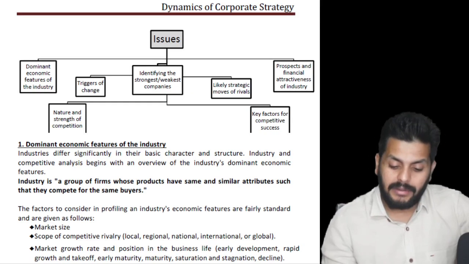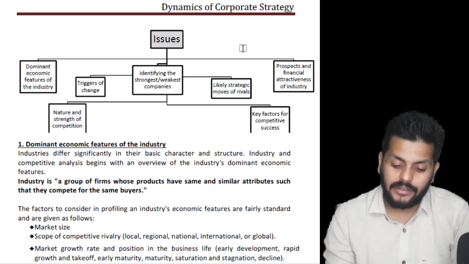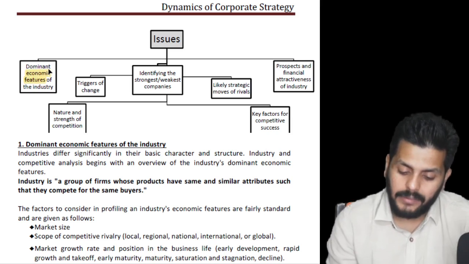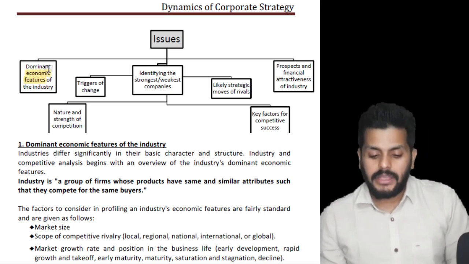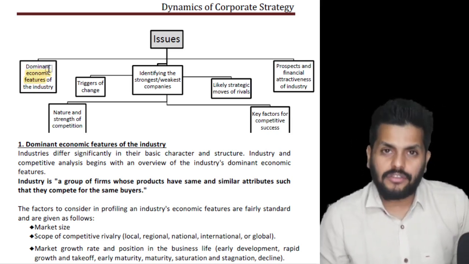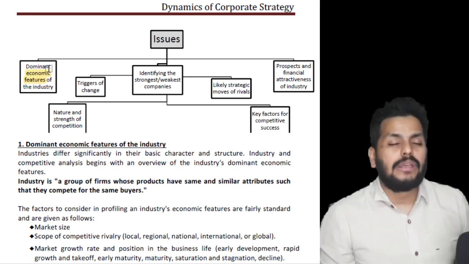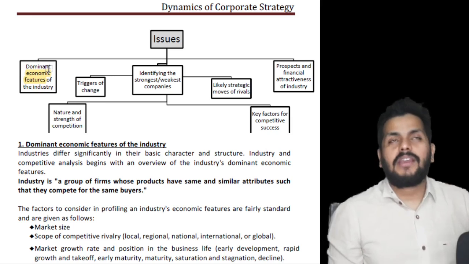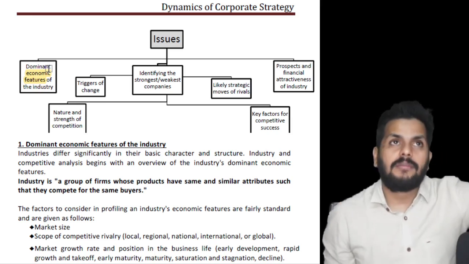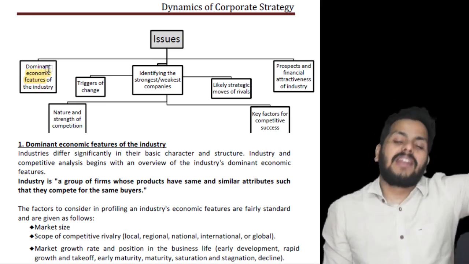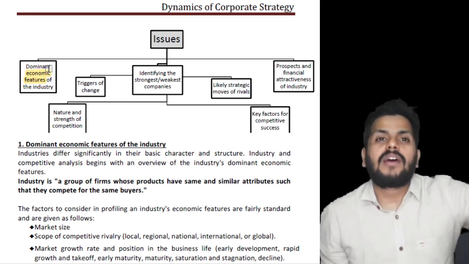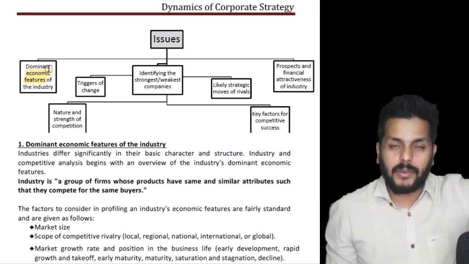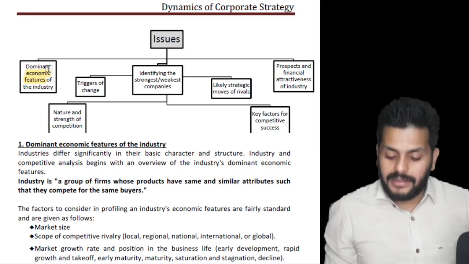Check out what is given below. As I told you, 7 factors. What are the dominant economic features? If you simply say economic features of the industry or economic factors in an industry, that's a never-ending list. You would have to read your full economics book again. That makes no sense, so that's why they're using the word dominant. Meaning, of those several economic features, which ones are more important? Dominant ones.